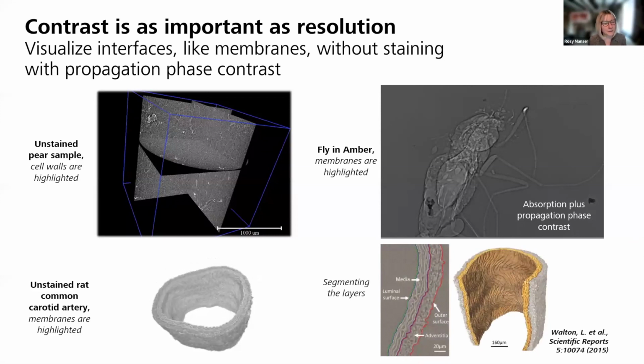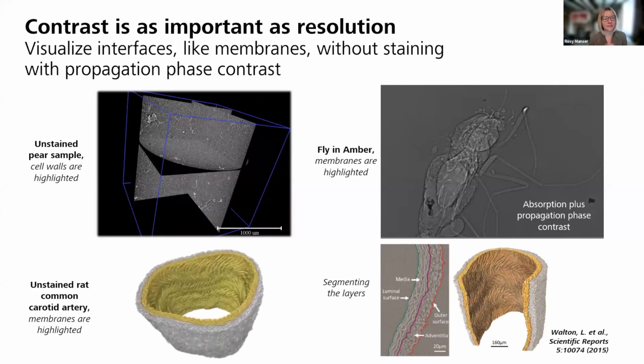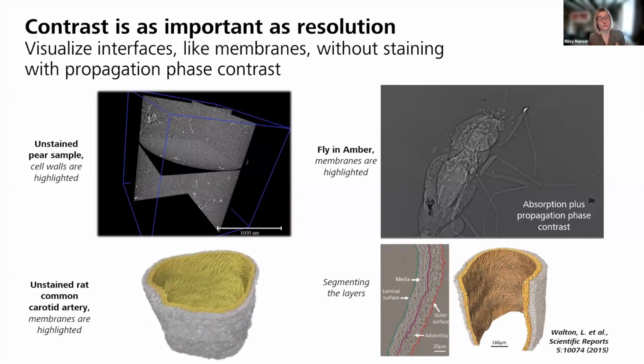Another example at the bottom, this time the challenge was that the goal was to look at how the mechanics of this carotid artery changed as it filled with fluid. So if you filled the carotid artery with fluid, how did the structure of that wall change? If you add any kind of contrast agent into that specimen, it completely changes the mechanical properties of the very specimen that you're trying to measure. So that wasn't an option.